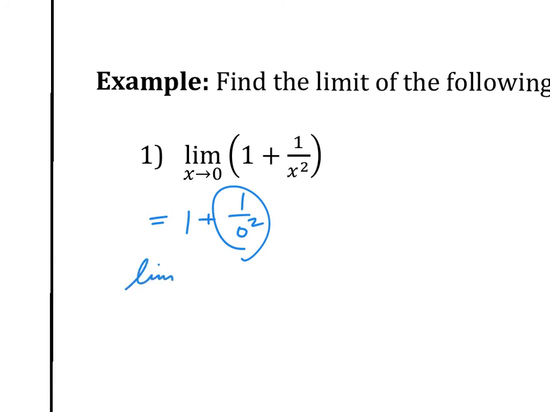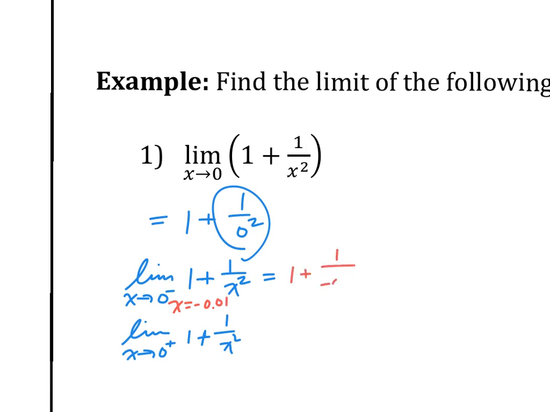We know that x is going to 0, and if we want to find the limit, we have to find the two sides of 0. So let's say 0 minus of this function, and then we're going to 0 plus of that same function. For 0 minus, we're going to plug in a number that is close to 0 from the left-hand side. So x equals negative 0.01 is probably a good choice. And then we just plug that in.